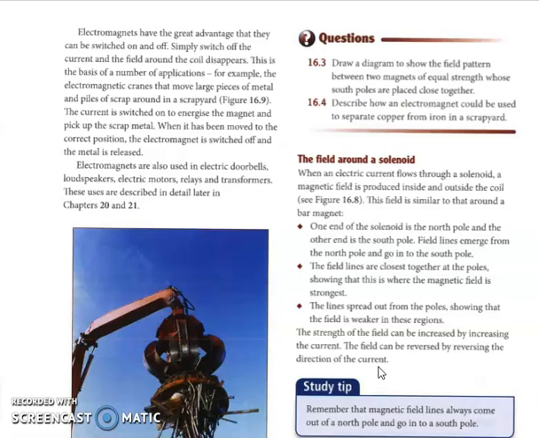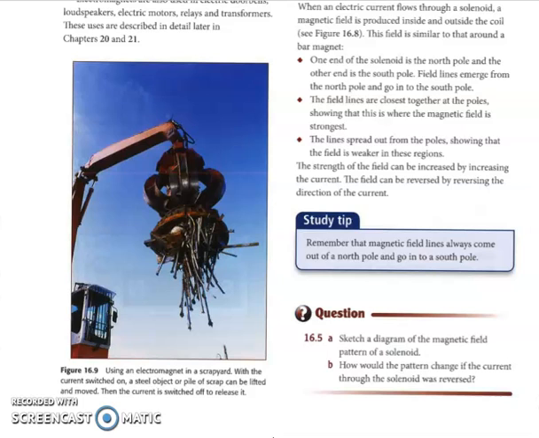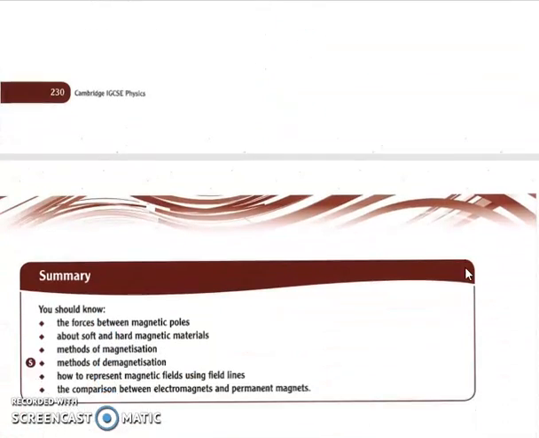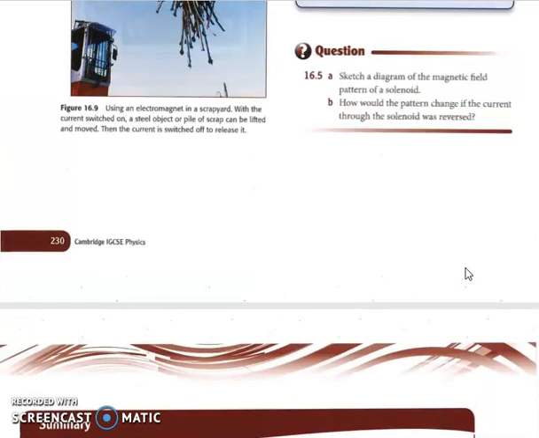So by reversing the direction of current, the field can be reversed. So right becomes north and left becomes south. So that's not a problem, we can easily reverse it. This last point is important, note that point. Remember that the magnetic field lines always come out of the north pole and go into the south pole, whether it is a solenoid or a bar magnet, this is the condition.